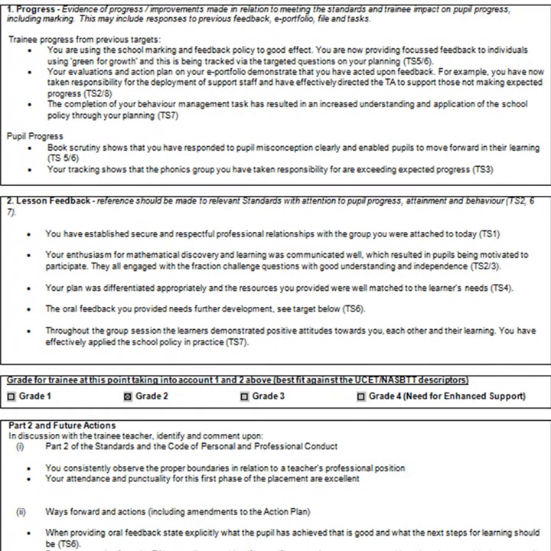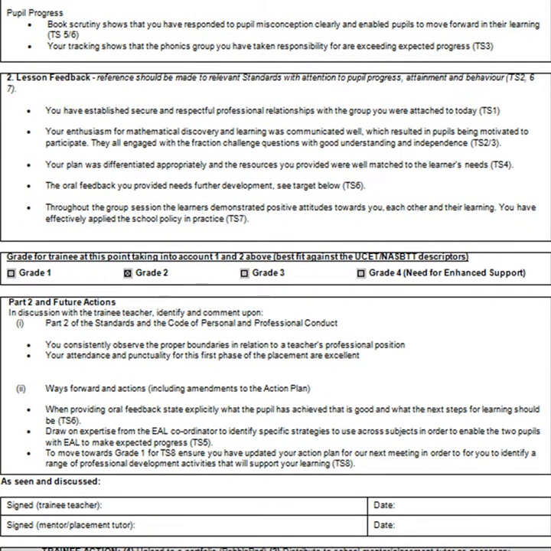Now we're going to look at box 2. This is where the mentor writes a summary of the trainee's strengths and areas for development. All comments in boxes 1 and 2 are referenced to the standards. Combining boxes 1 and 2, the trainee is awarded a grade against the teacher's standards. The grading descriptors can be found in the PI handbook.